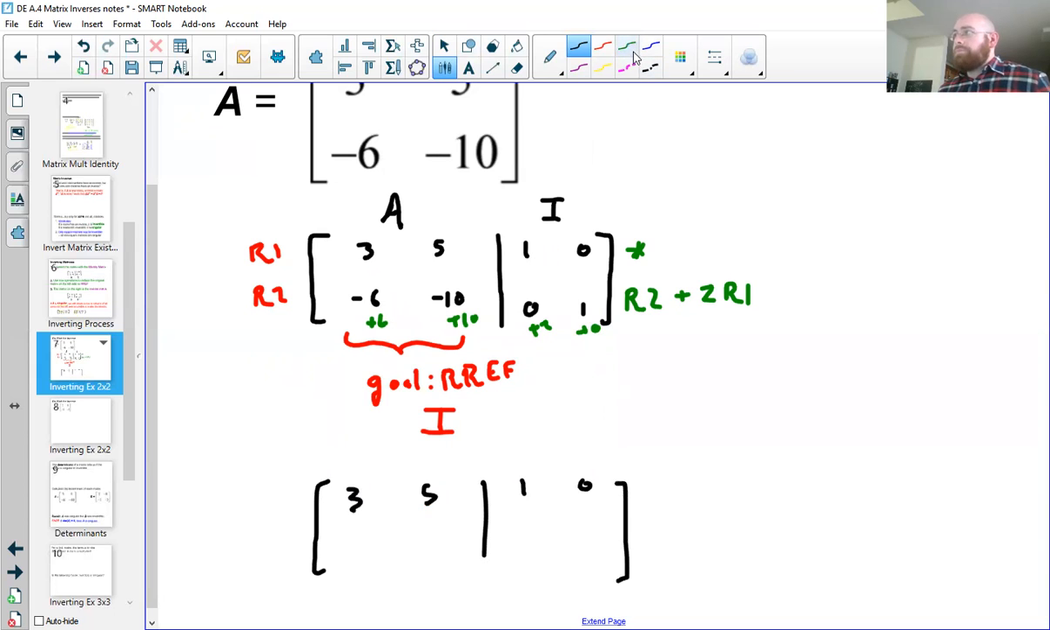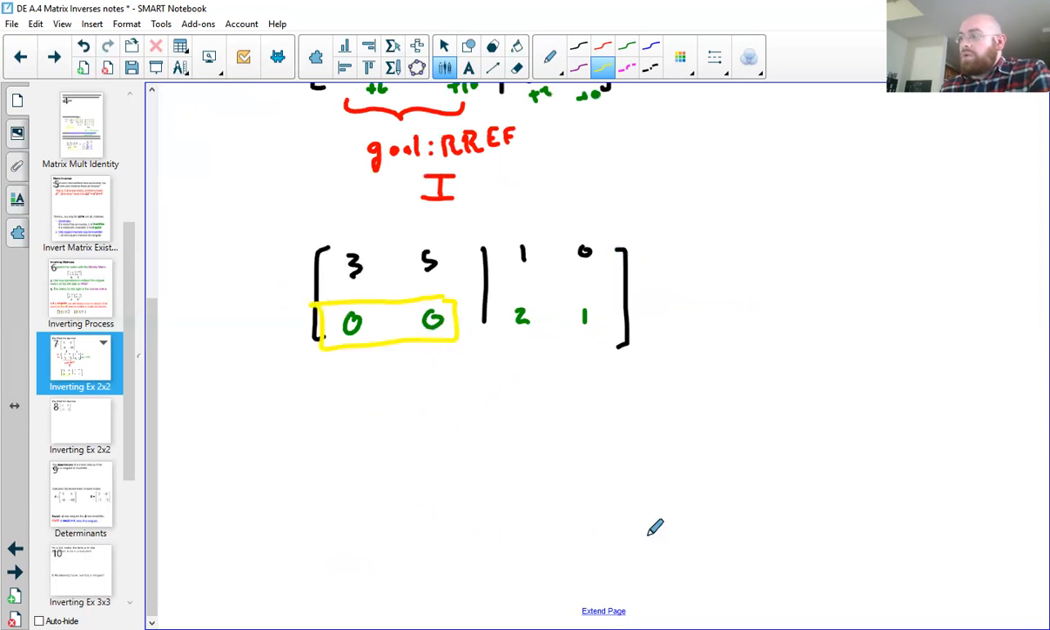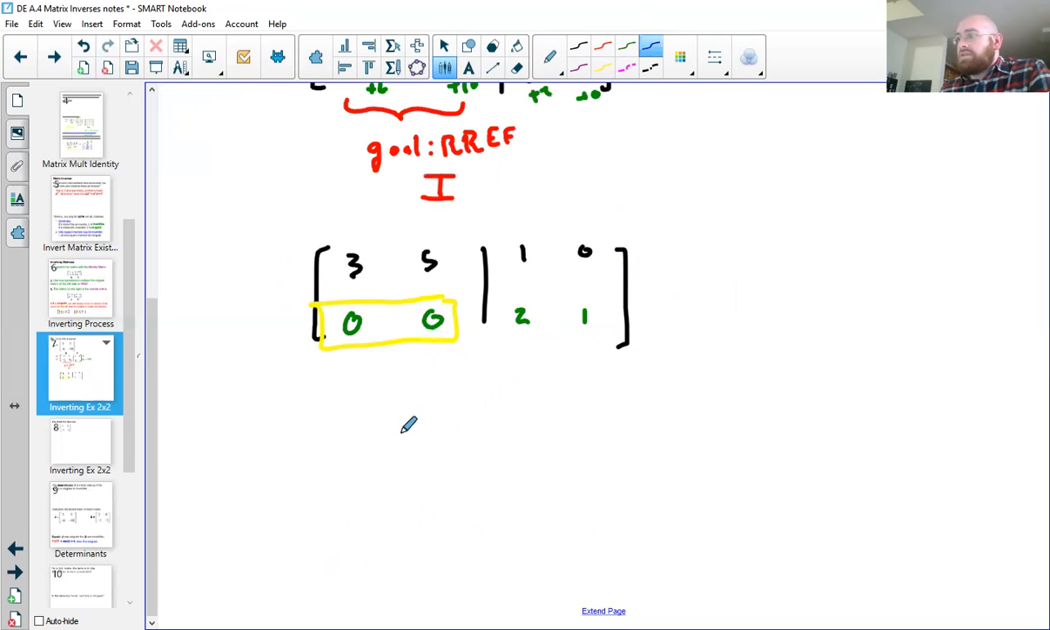And our second row is 0, 0, 2, 1. But notice that I've now introduced a row of all zeros on the left. What this means is that our matrix A is singular. It has no inverse.